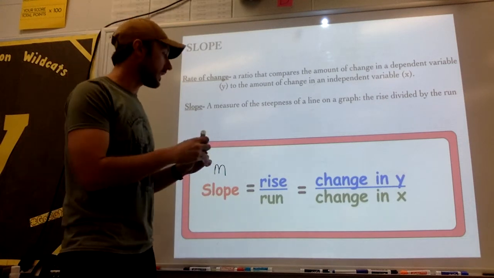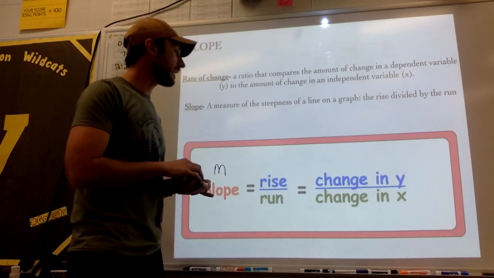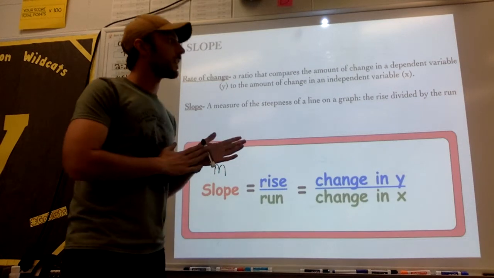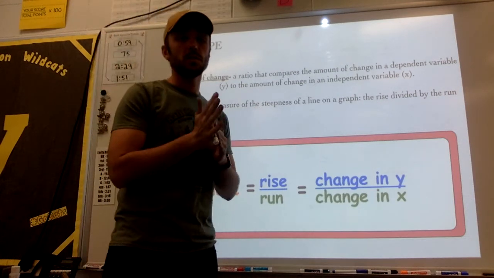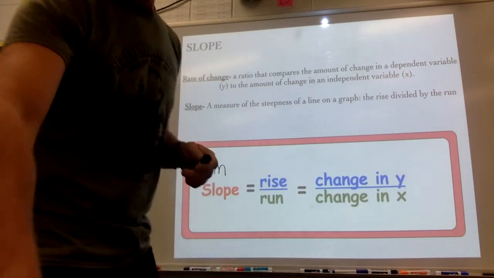But this is what we represent slope by, the m. And today we're going to start off by finding the slope given a line, and then we'll find the slope given 2 points of a line.